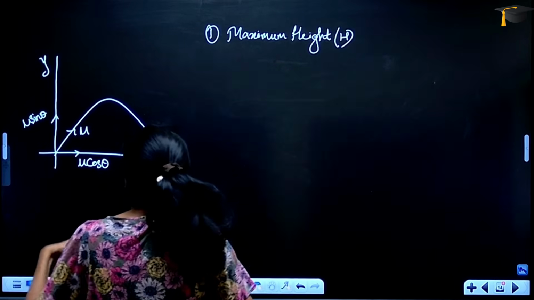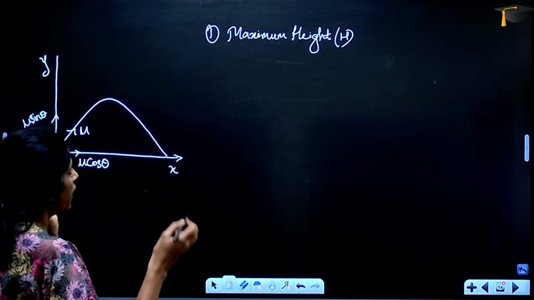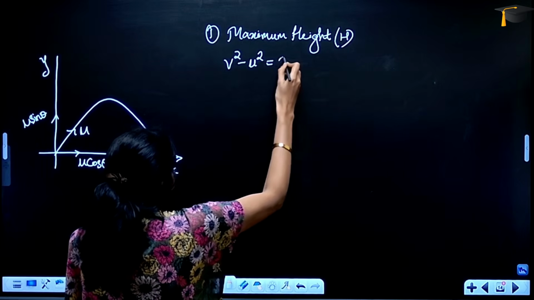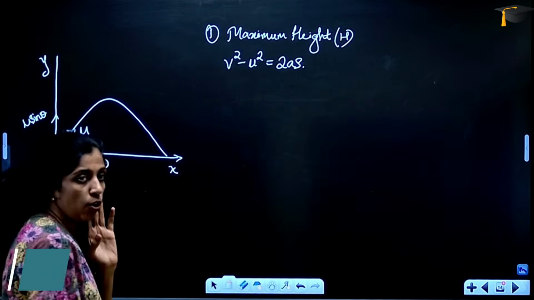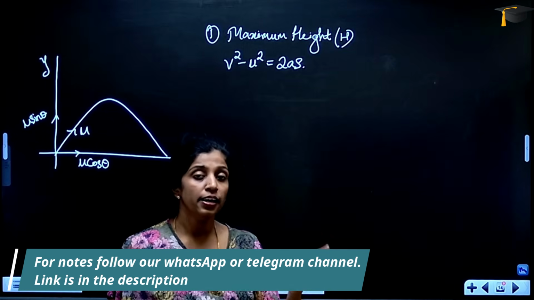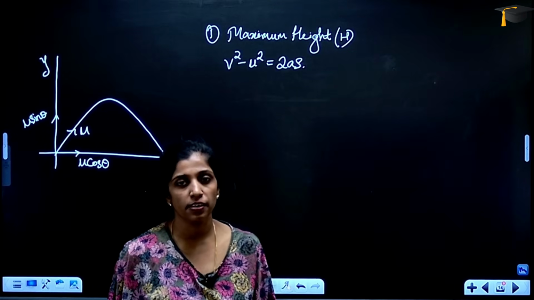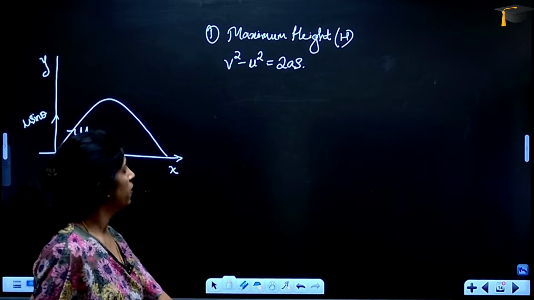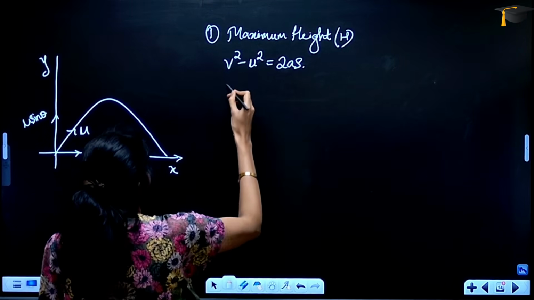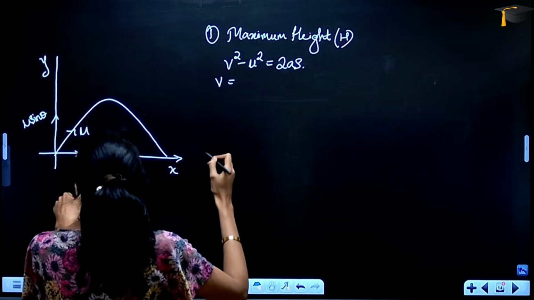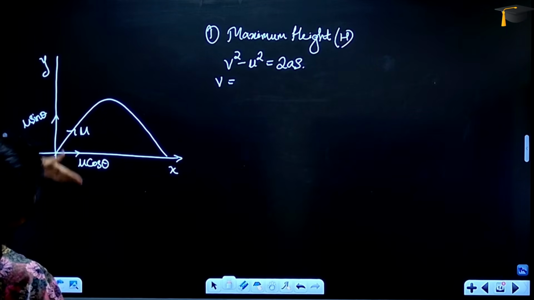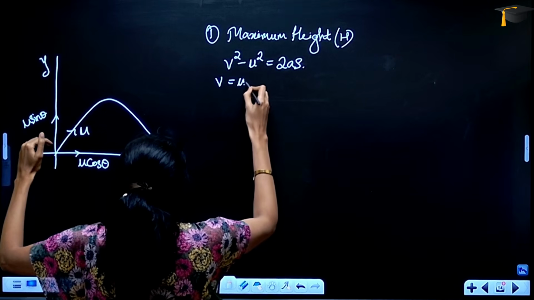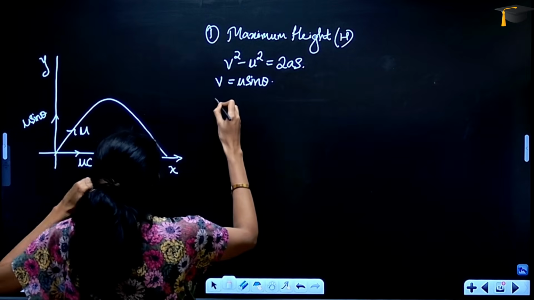My first derivation is, what is the maximum height of a projectile motion? H. To find the maximum height, let me take the next equation of motion, that is v square minus u square equals 2as. First I took s equals ut plus half at square. Now I'm taking the other equation of motion, v square minus u square equals 2as. Since it is height, think only in the vertical direction. So what will be the v, students? V can be taken as the vertical velocity. Now we are thinking only about the height, so v is nothing but y direction, taken as u sine theta.